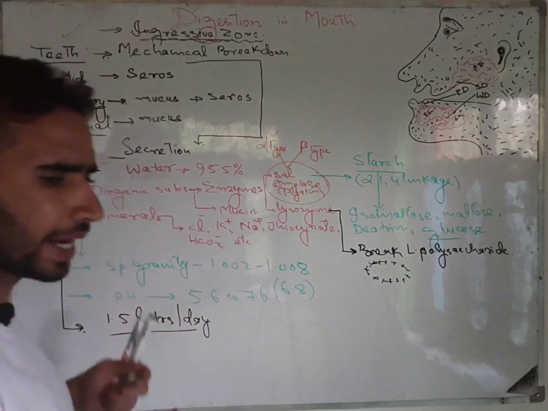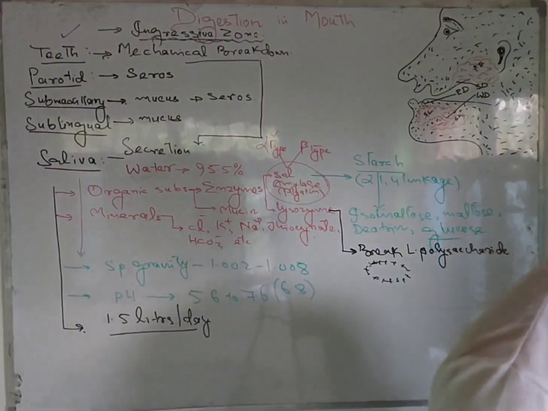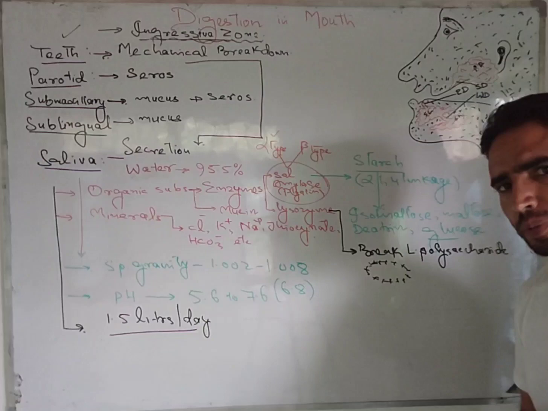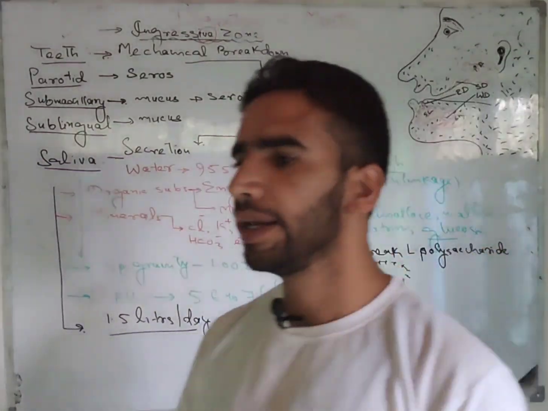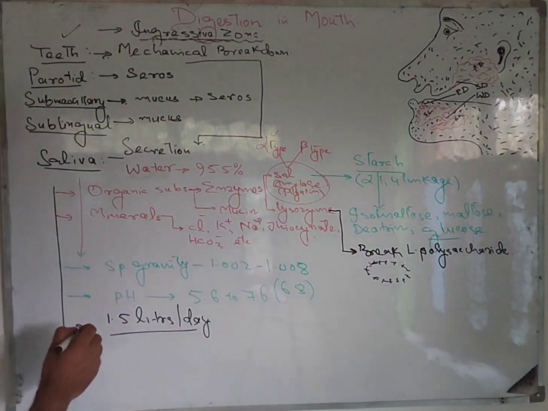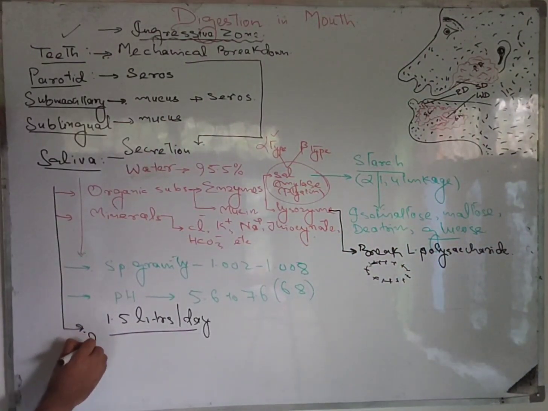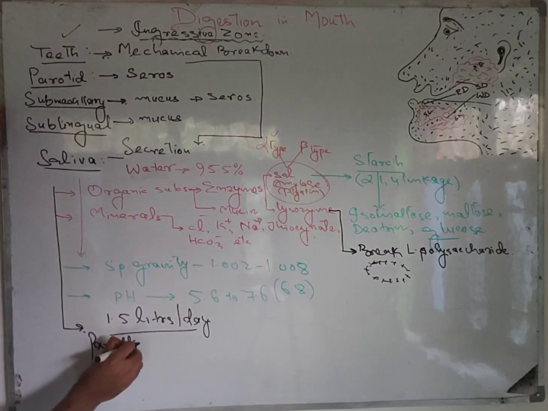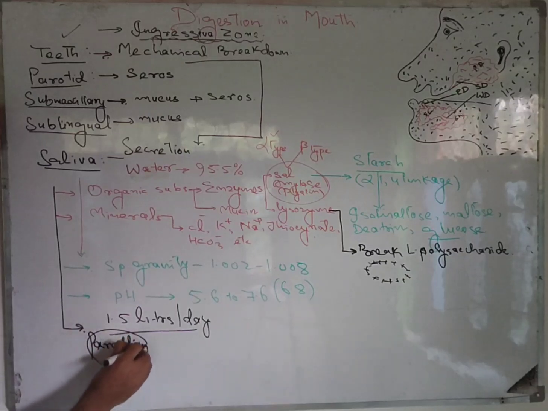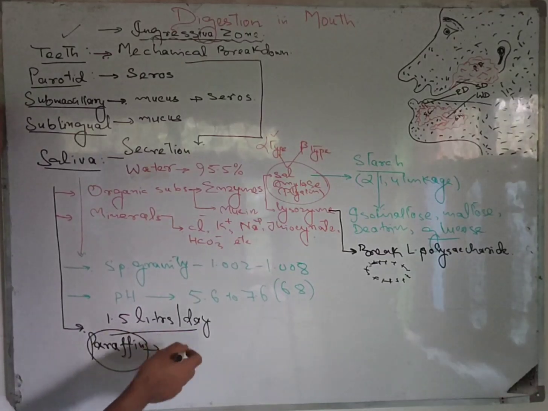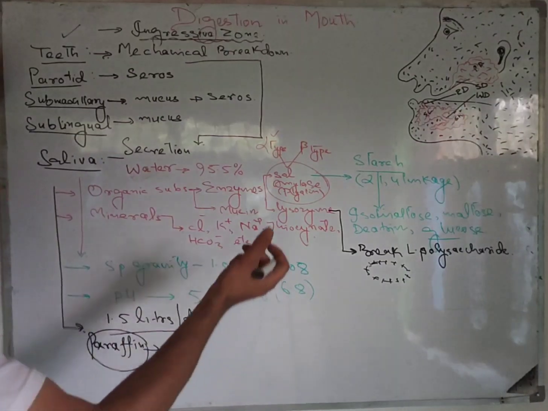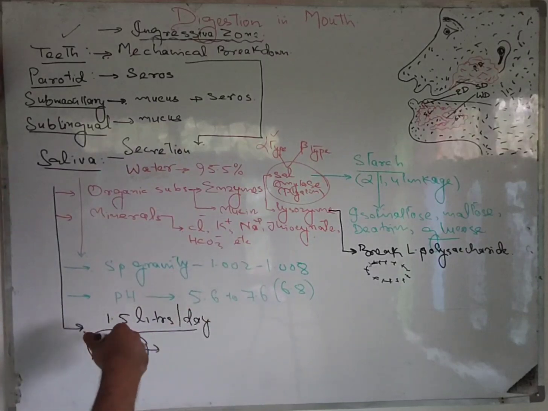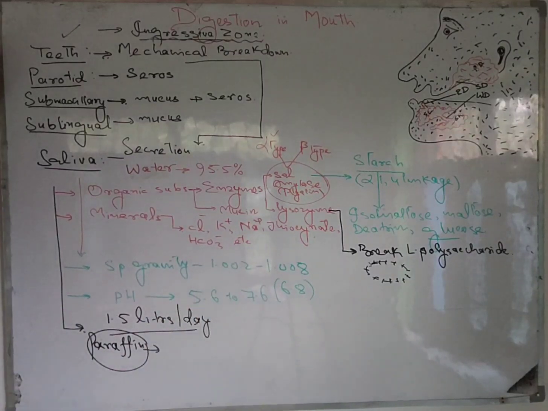Sometimes for biochemical analysis, we give some specific types of chewable substances to the clients, to the persons, with which there is more release of saliva. Let me write down here a name, that is paraffin. Sometimes we ask a person to chew paraffin, which leads to release of more and more saliva, and with that we can take his or her saliva for biochemical analysis.